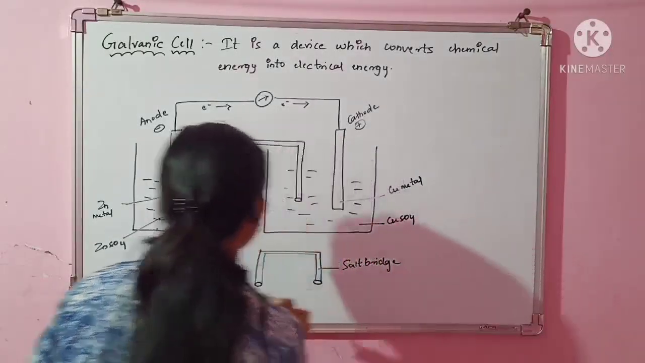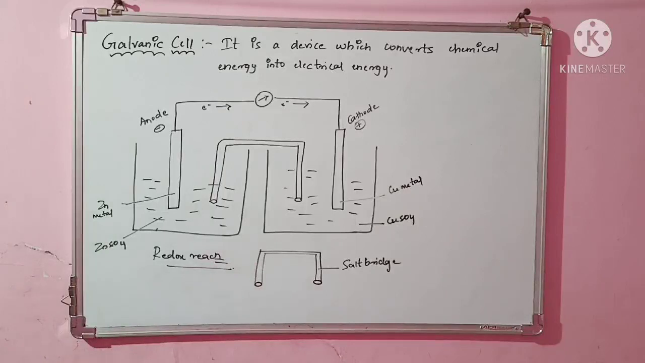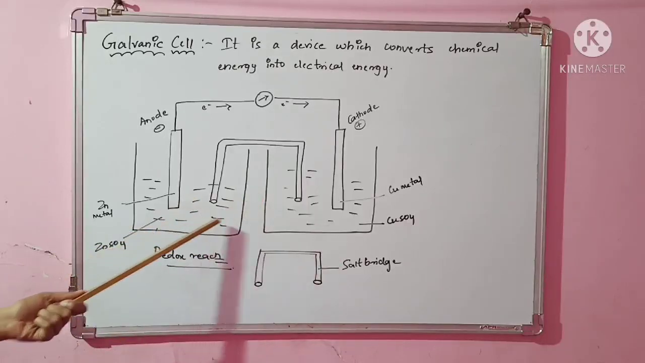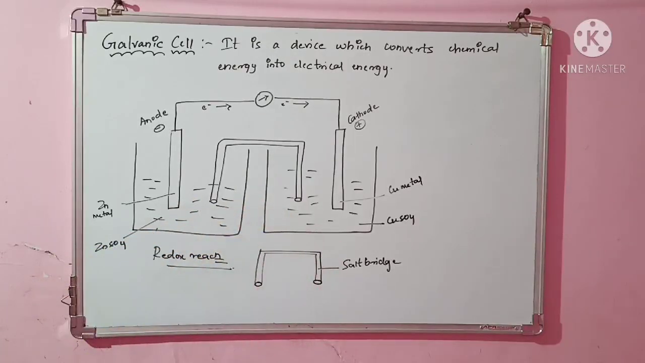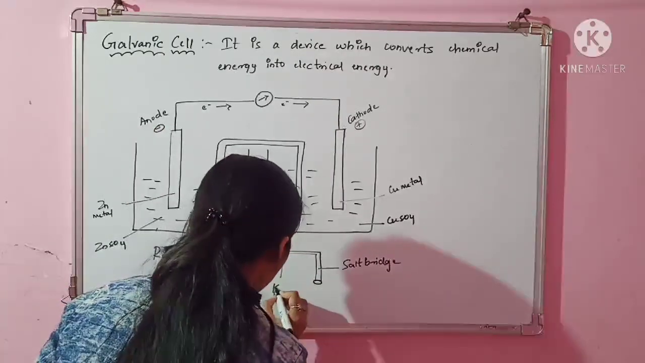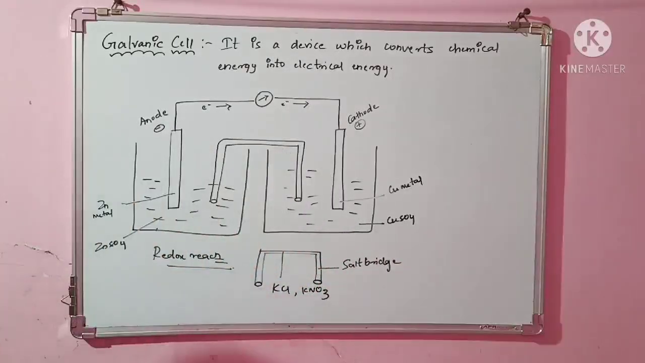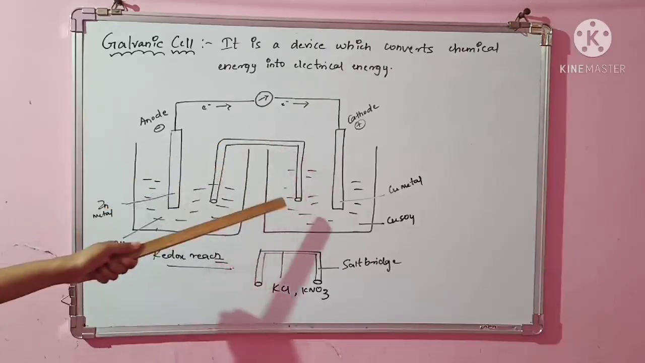What is the function of the salt bridge? It plays a very important role. It completes the circuit, and it is also connecting the two containers. Remember, the salt bridge is made up of salts such as KCl and KNO3. Just remember that this is the salt bridge.